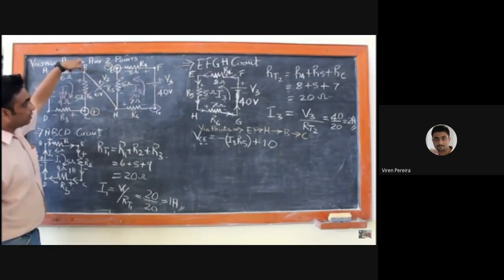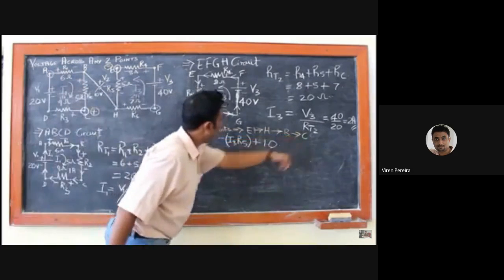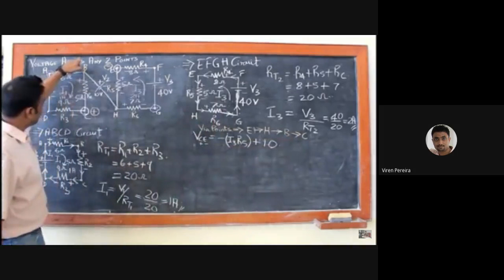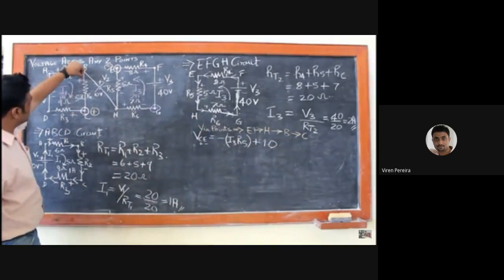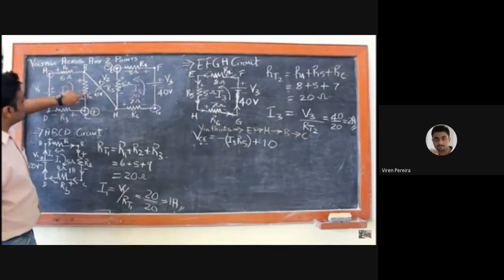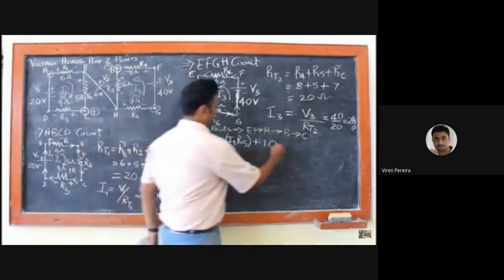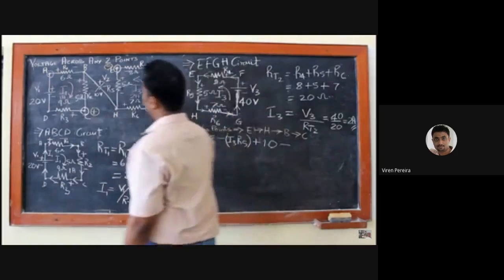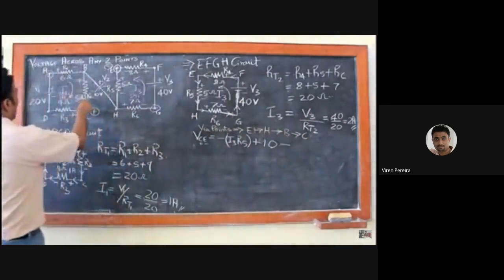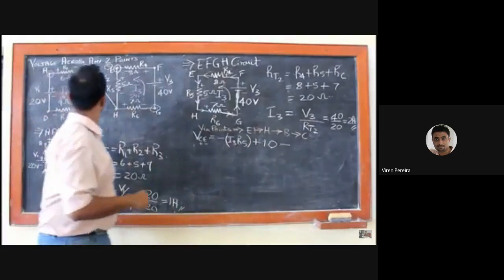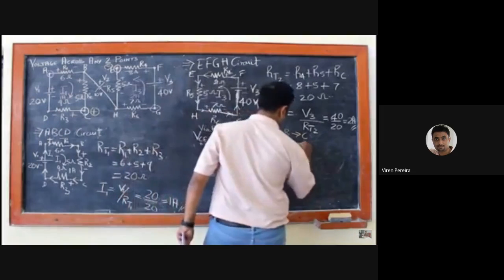Now I reach point B. Now from B to C. If I am moving from B to C, the first terminal it touches is the positive terminal of R2. So positive into negative again gives me negative. So it will be R2 into I1.